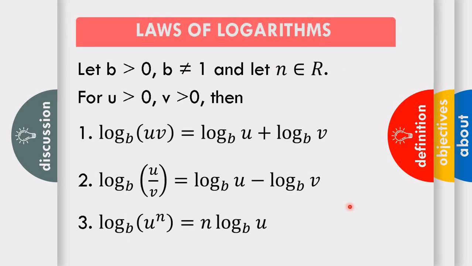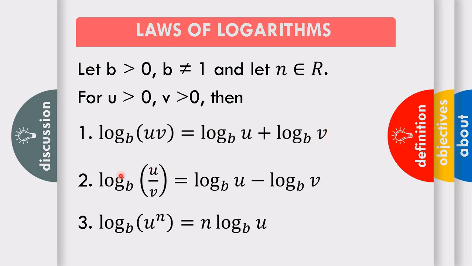So next one is the laws of logarithms. Again, the restriction: let b be greater than 0, b not equal to 1, and n an element of the real numbers. For u greater than 0 and v greater than 0, the first property is, if we add two logarithms with the same bases, we just multiply the arguments. So logarithm of uv to the base b is equal to logarithm of u to the base b plus logarithm of v to the base b.